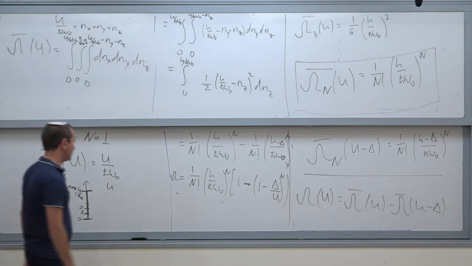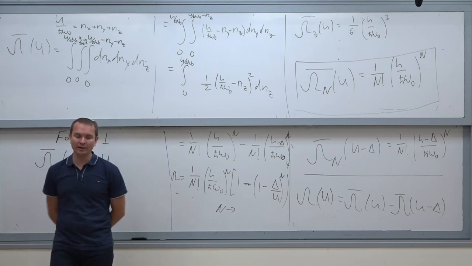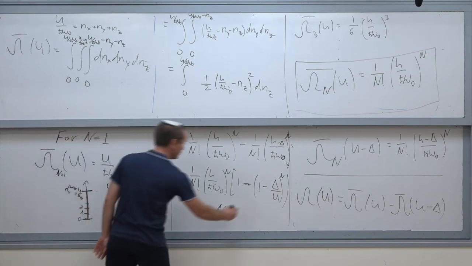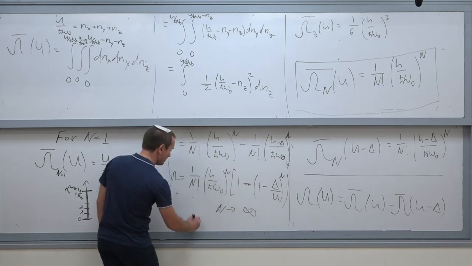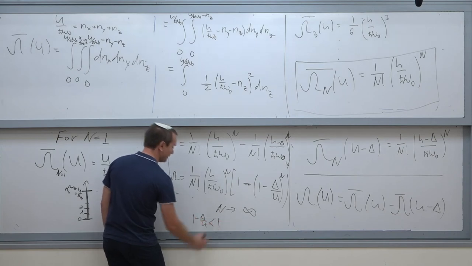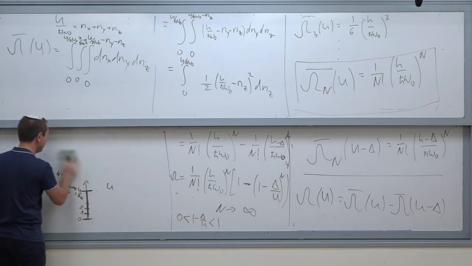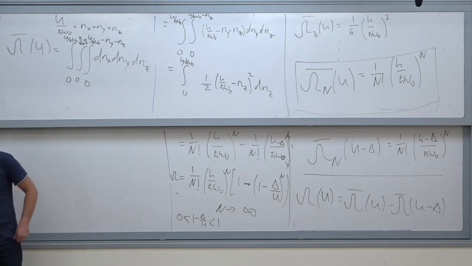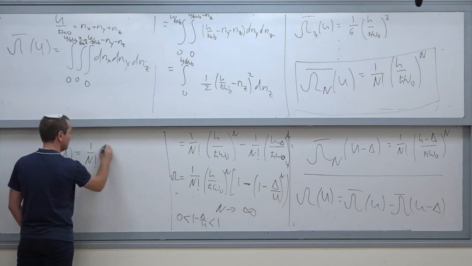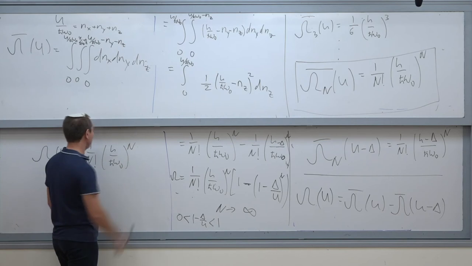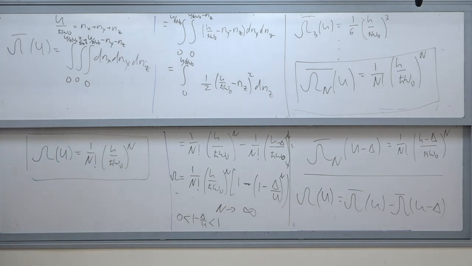Now, we have this term, we have this addition. The thing is that we're only dealing with high dimensionality, a large number of particles, macroscopic systems, so n goes to infinity. Delta is small, u can be large or small, it doesn't matter. 1 minus delta divided by u is smaller than 1, and it's larger than 0. So in the limit of n going to infinity, we obtain that omega of u equals 1 over n factorial, u divided by h bar omega 0 to the power of n. This result is different from the result that we obtained when explicitly counting all the different states.